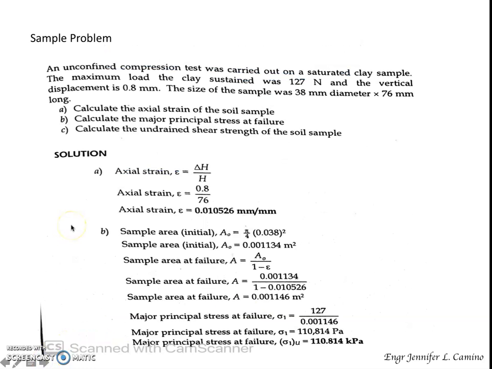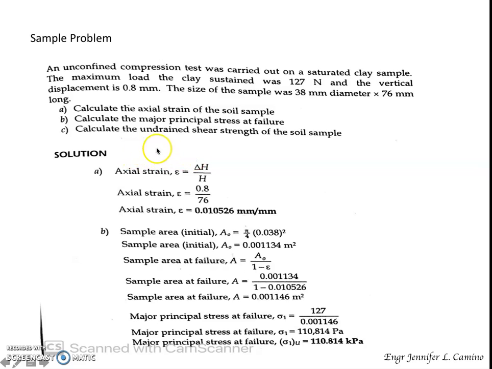So we have here a sample problem. An unconfined compression test was carried out on a saturated clay sample. The maximum load the clay sustained was 127 Newton, and the vertical displacement is 0.8 millimeters. The size of the sample was 38 mm diameter by 76 mm long. So we're going to calculate the axial strain of the soil sample and calculate the major principal stress at failure. Calculate the undrained shear strength of the soil sample.